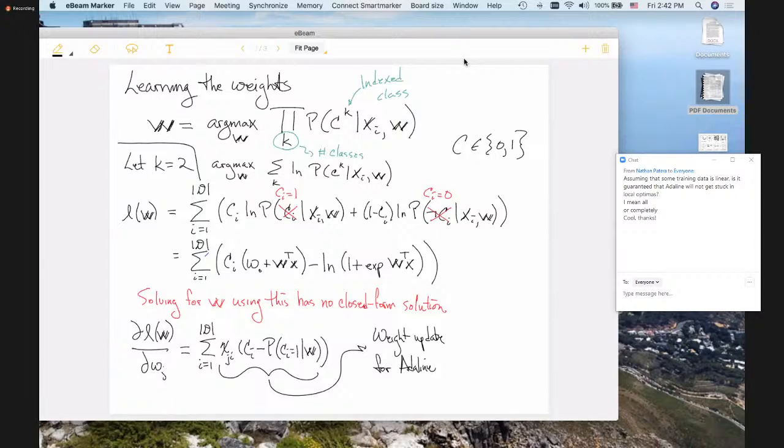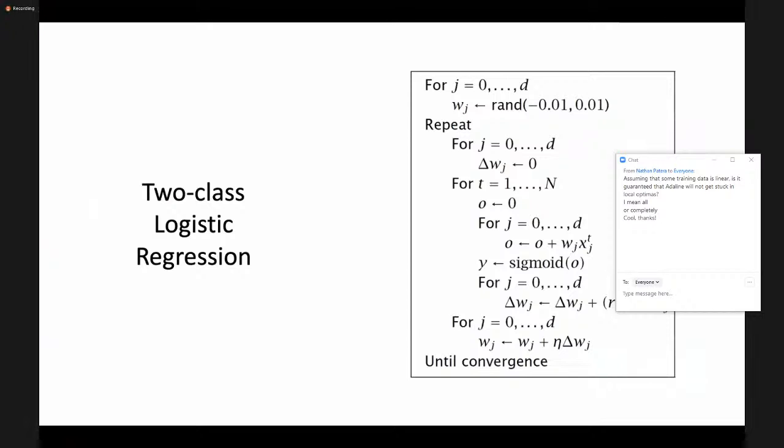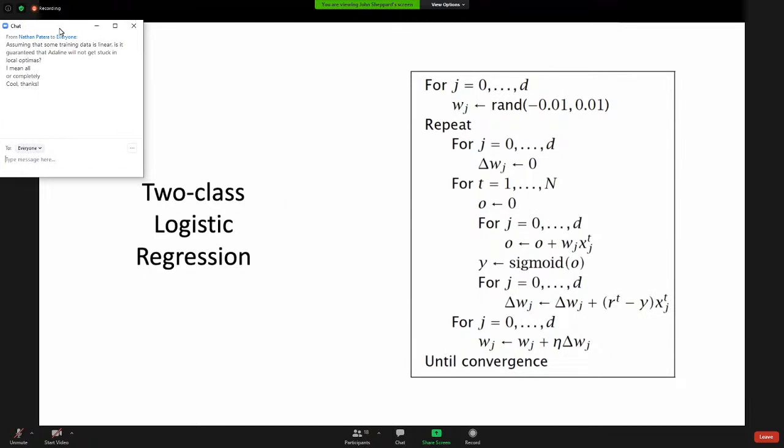Okay, any questions? I'm going to show you pseudocode in a second, which will hopefully demystify a lot of the math notation here. But before I do that, let's see if there's any questions about the math itself. All right, let's look at the pseudocode. So this is the procedure for training logistic regression when you have two classes.